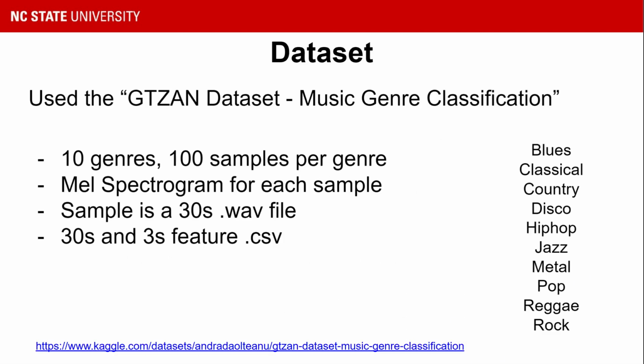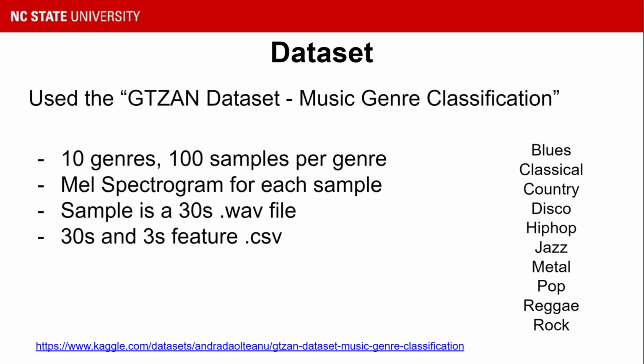So the dataset we chose is called the GTZAN dataset, music genre classification. This is from Kaggle. The dataset is 10 genres, 100 samples per genre, and each sample has its own Mel spectrogram that was included in the dataset. Each sample is a 30-second WAV file, and to the right you can see all the genres of music: blues, classical, country, disco, hip-hop, jazz, metal, pop, reggae, and rock.